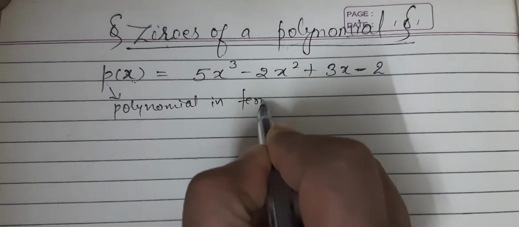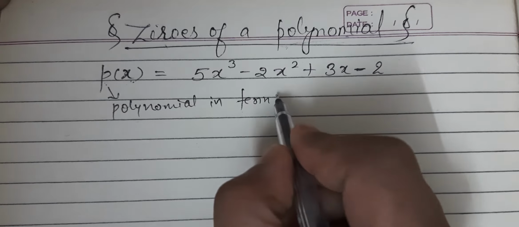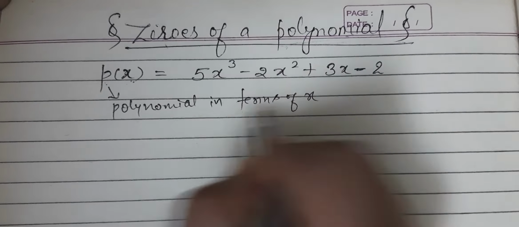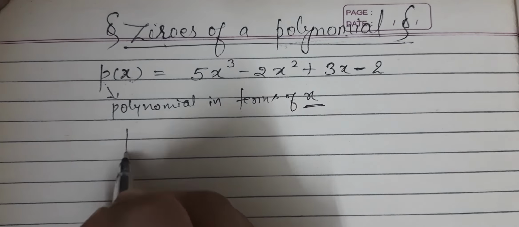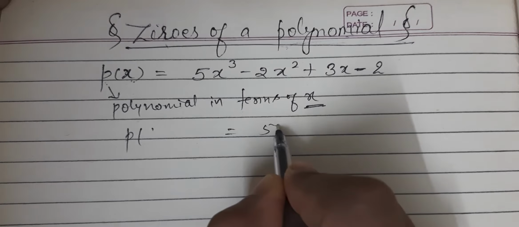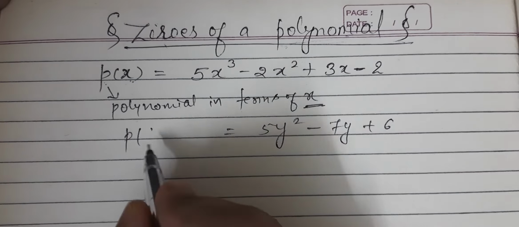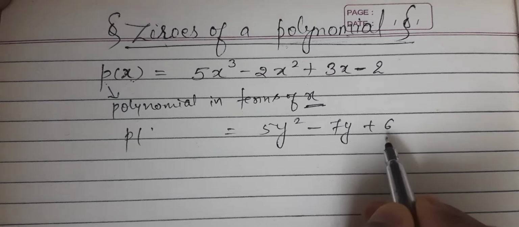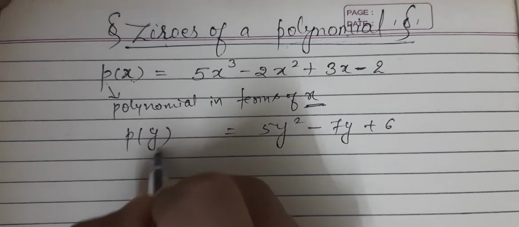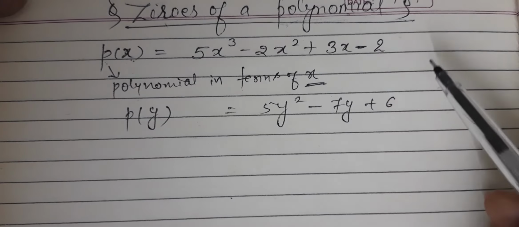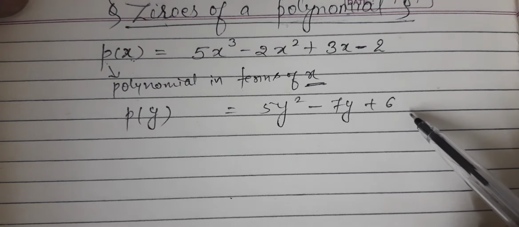in x, or in terms of x. Polynomial in x. Suppose if the polynomial is like this: 5y square minus 7y plus 6, then we'll write here the polynomial in y. Okay, so we will write p of y. Okay, so these two polynomials are given.